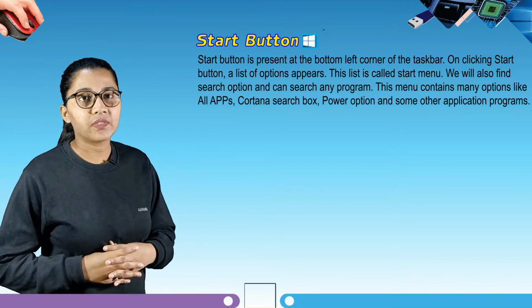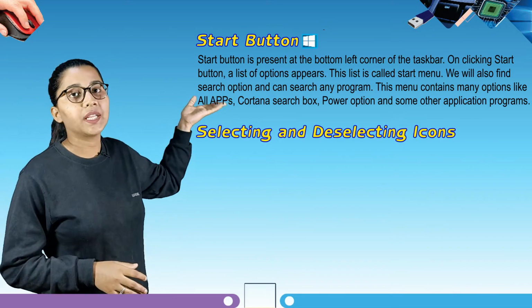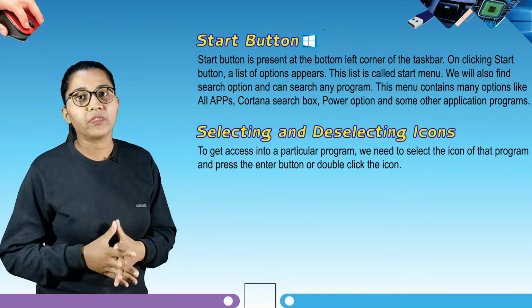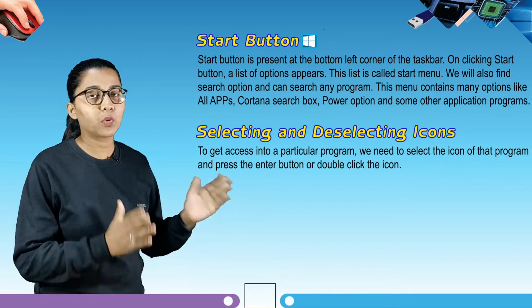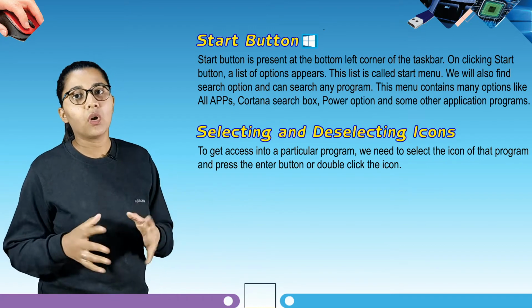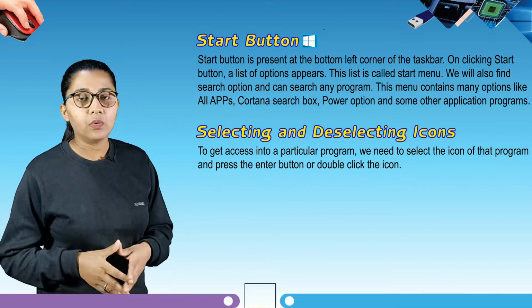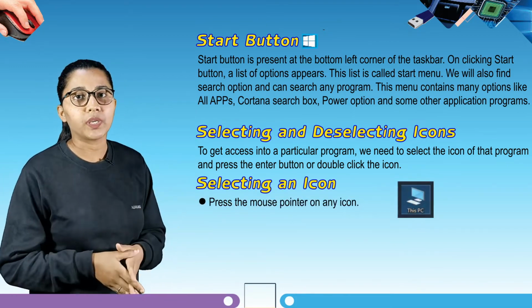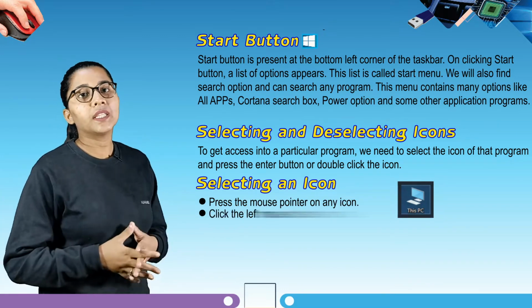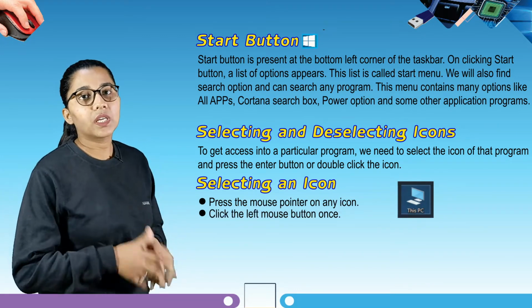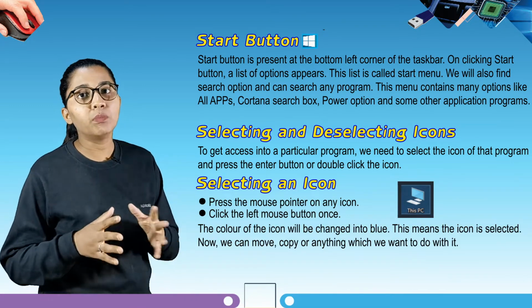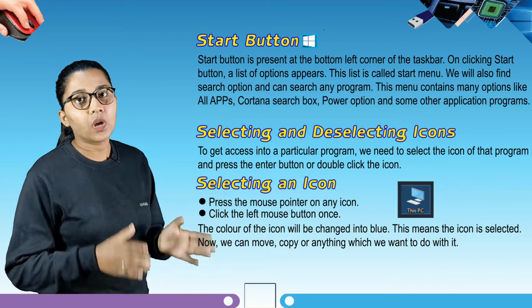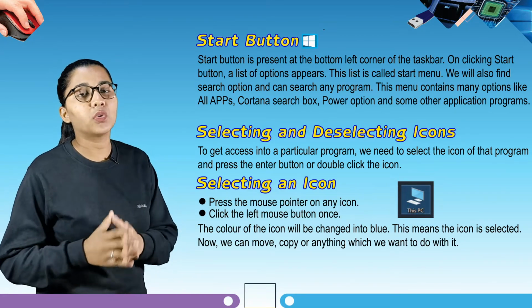Now students, next we have selecting and deselecting icons. To get access into a particular program, we need to select the icon of that program and press the enter button or double click the icon. Now let's learn about selecting an icon in detail. Press the mouse pointer on any icon. Click the left mouse button once. The color of the icon will be changed into blue. This means the icon is selected. Now we can move, copy or anything which we want to do with it.